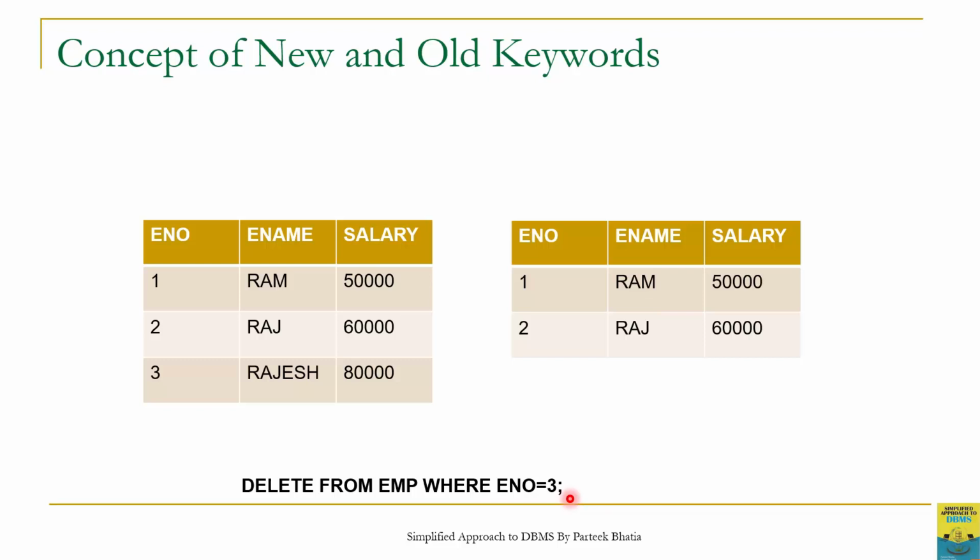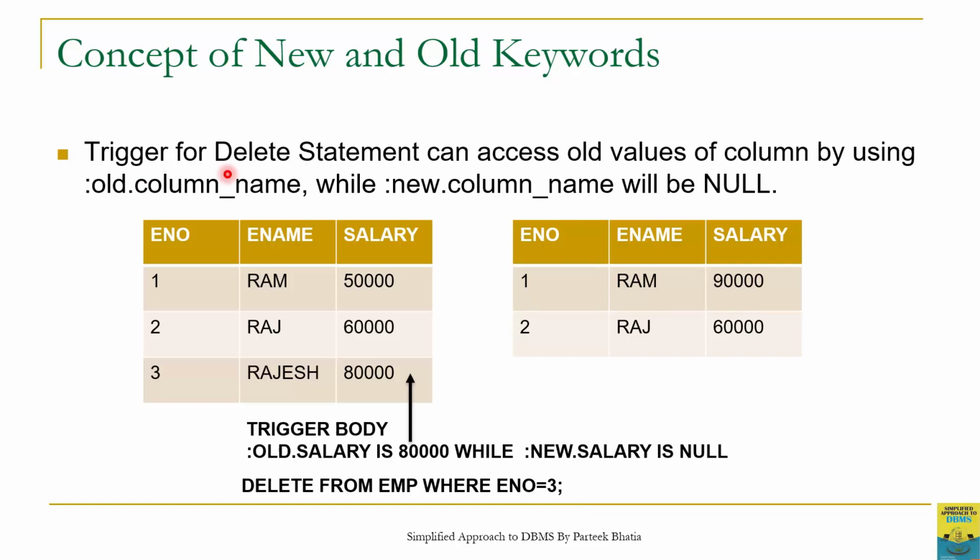I hope that you got your result. If we use the trigger for delete statement, then we can access old values of the column by using "old dot column name", while new values of the column will be null. For example, if we issue this delete statement for E number 3, then "old dot salary" will refer to 80,000. Since there will be no record of E number 3 after performing this delete operation, "new dot salary" will be null.